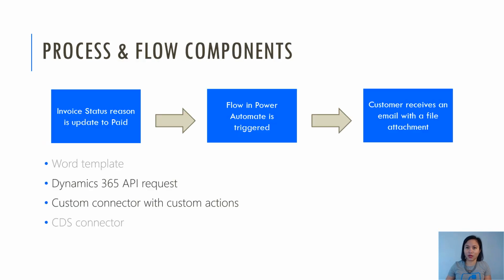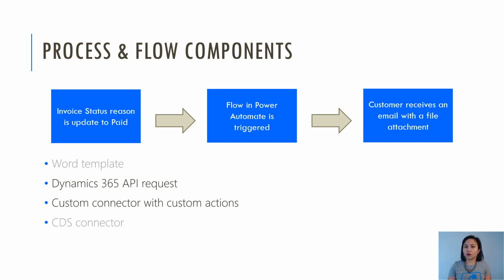So in terms of the process and the flow components, when the invoice status reason is updated to paid, that will trigger a flow in my Power Automate, and then eventually the customer will receive that PDF that was generated by the flow in the form of a file attachment to that email.